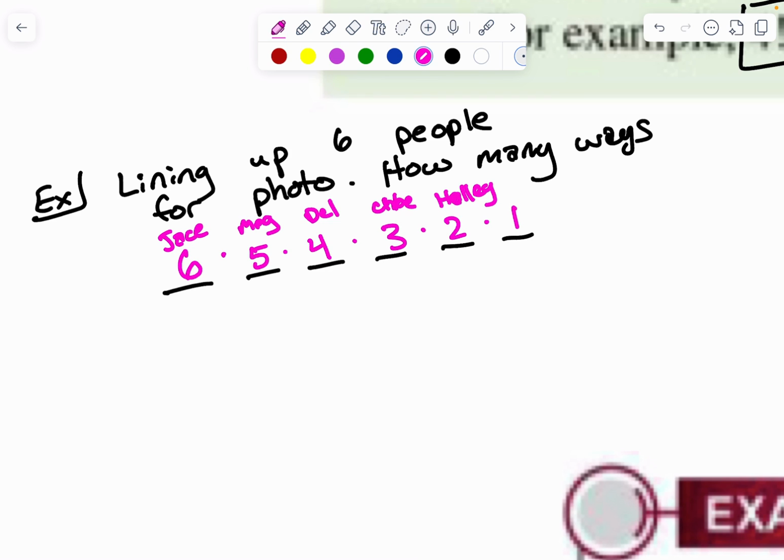And one person to choose from. Let's say it's Avalie. Okay, that's the order. That is only one order: Jace, Megan, Delaney, Chloe, Hallie, and Avalie. That's only one order out of a total of how many? 6 times 5 times 4 times 3 times 2 times 1.